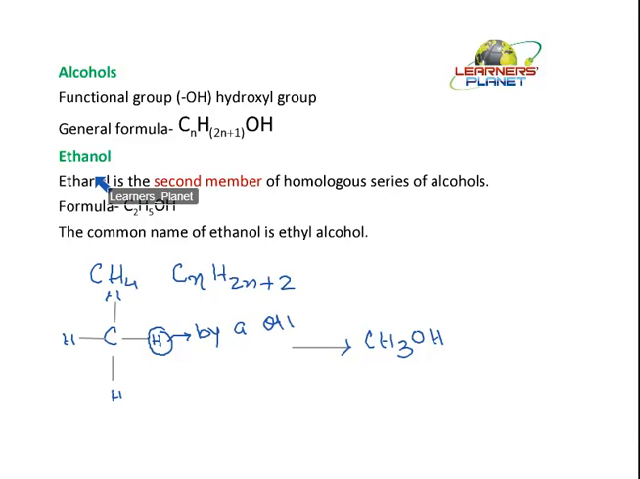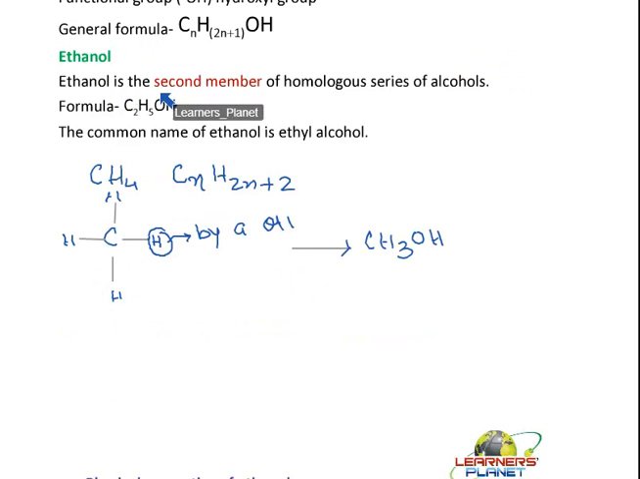Now this ethanol, why are we studying this ethanol? Because this is a very important member of alcohol. So this is our ethanol. Ethanol is the second member of homologous series of alcohols. You might be aware of this homologous series. We discussed it in our previous sessions.